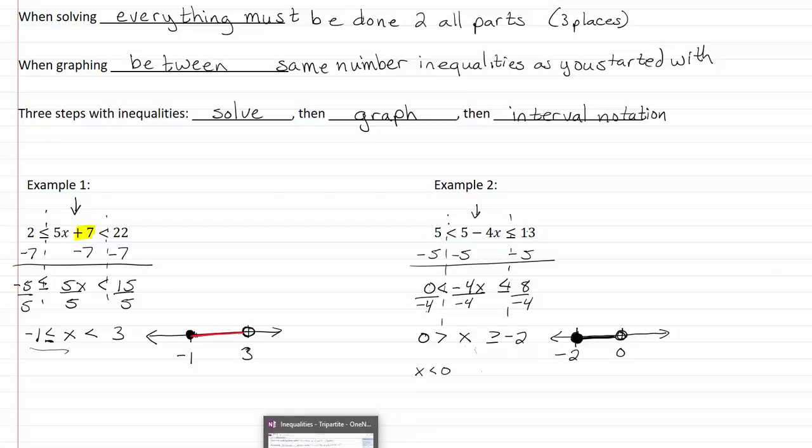Now we need to put our interval notation, which I forgot to do in our first example, but we'll go back and do that. My numbers are from negative 2 here on this one to 0. Closed dots get brackets. Open dots get parentheses. Back to example 1 with our interval notation. We have a negative 1 and a 3. Again, closed dots get brackets and open dots get parentheses.